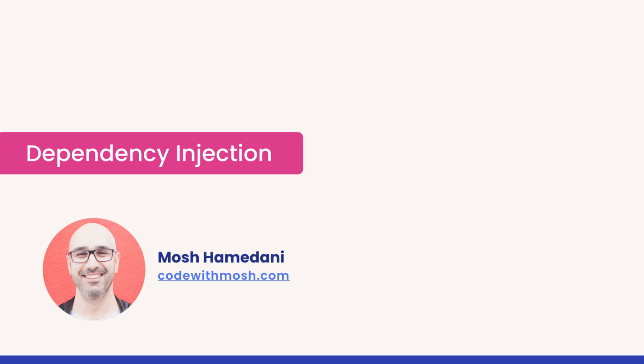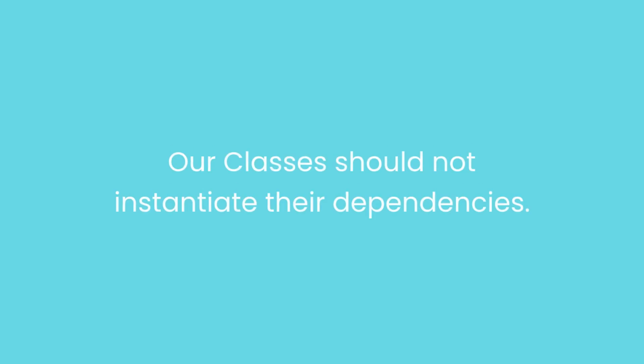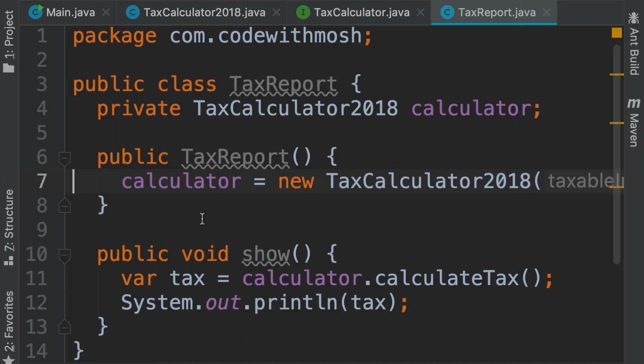In this video, we're going to talk about a very important concept in object-oriented programming called dependency injection. According to this concept, our classes should not instantiate or new up their dependencies. So here our report class is instantiating this calculator, and this is something we need to change. Because the dependency injection principle says this report class should not worry about creating the calculator object.